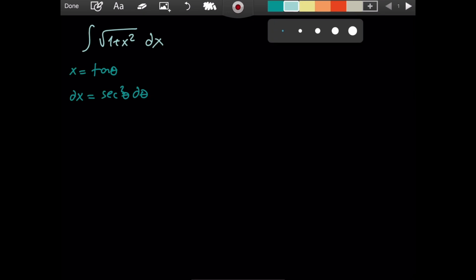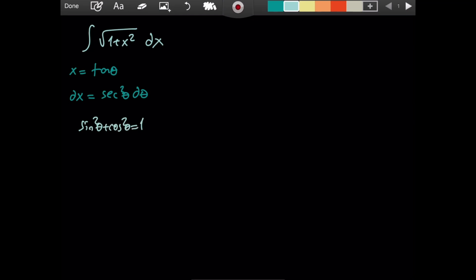And we also know that, this is very common knowledge, I think, this is the Pythagorean identity for trigonometric functions. We know that sine squared theta plus cosine squared theta equals 1. If you divide both sides by cosine squared, on the right you will have secant squared theta, and on the left you will have tangent squared theta plus 1.